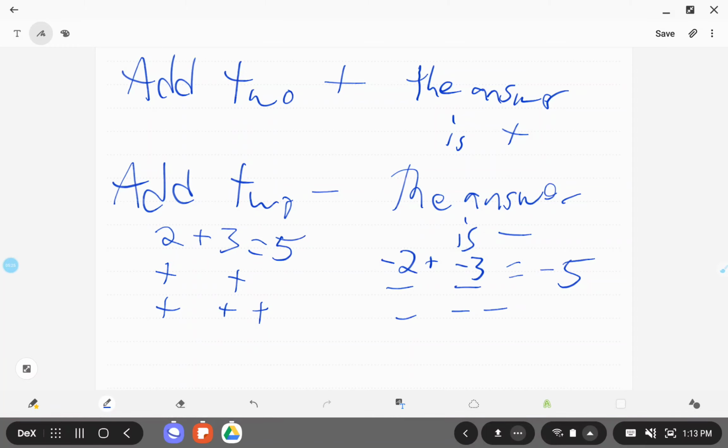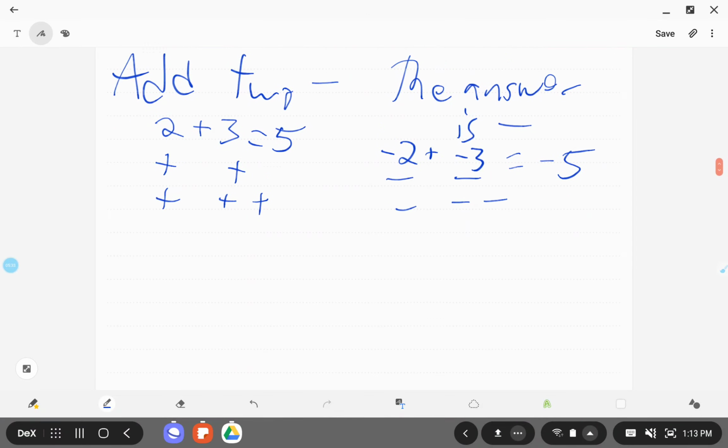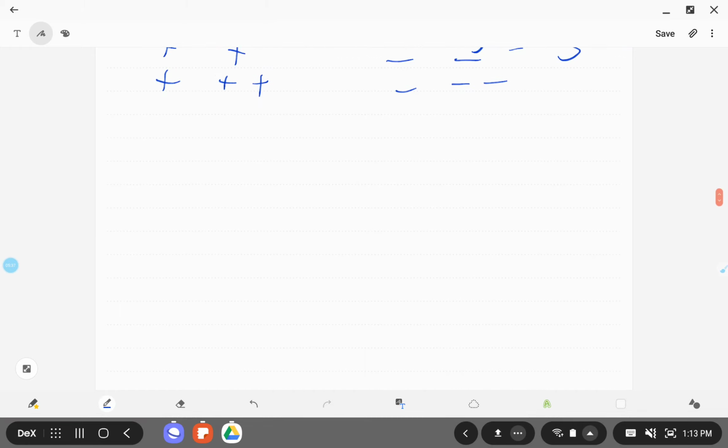Whenever you add two numbers, if they have the same sign, your answer is always going to be that same sign. And the quick way to do it is just to add those two numbers together. So the shortcut that we learned today in the second part of Lesson 3 is that if two numbers are the same sign, to figure out the answer, all you have to do is add those numbers together and throw that sign on there.